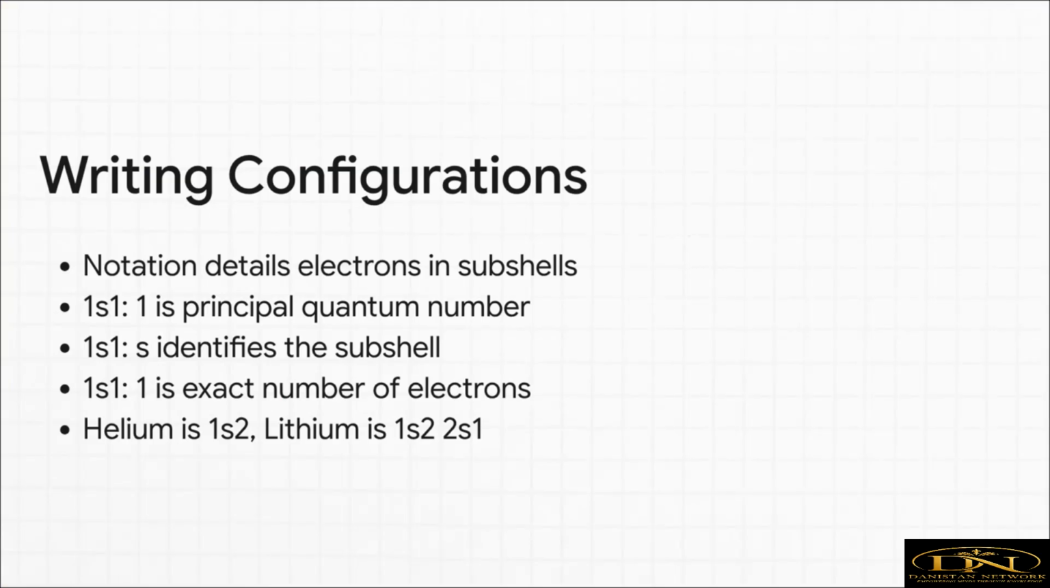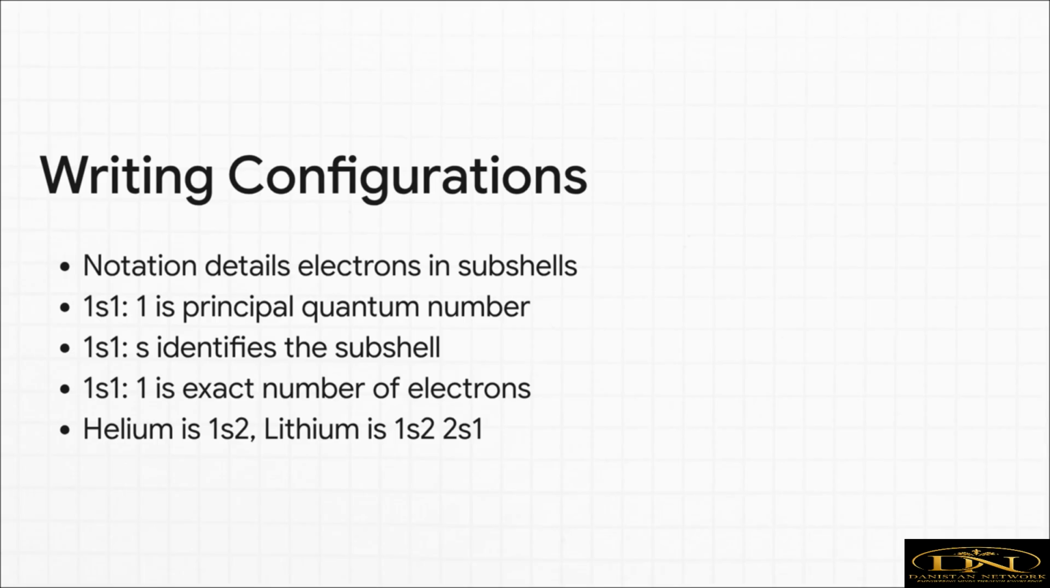This notation is essentially a detailed address system for electrons. Let's break down the syntax of 1s1, which is hydrogen. The leading number, 1, is the principal quantum number. That's the floor. The central letter, s, is the subshell, the apartment type. And the superscript number, that little 1 at the end, shows the exact number of electrons living in that specific apartment. So helium has 2 electrons, filling the first orbital completely.